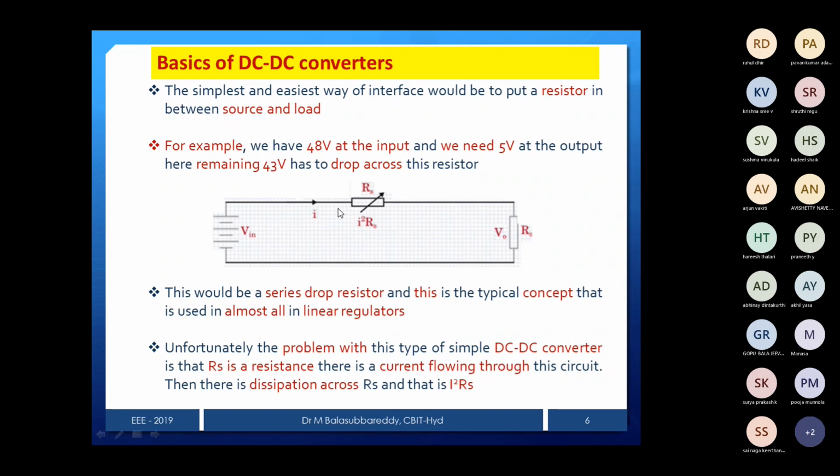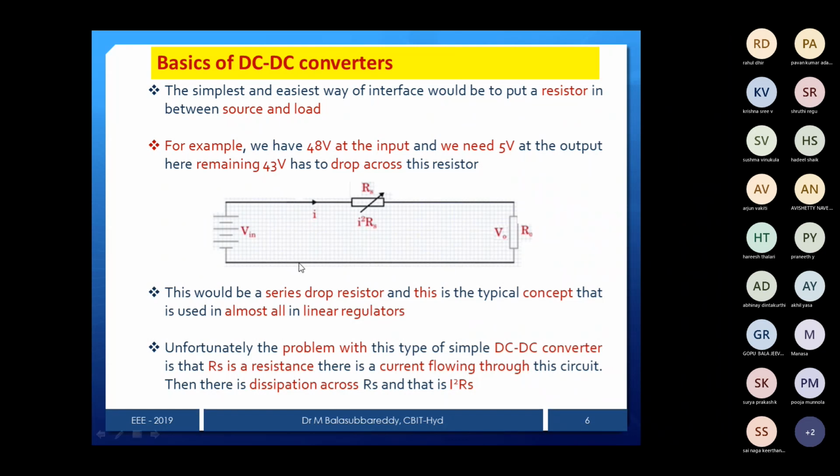So that is the linear regulator case, and you can see that series drop resistance. Almost all linear regulators use this concept. But what is the problem? Once the current is passing through this resistance, I square R loss automatically takes place. That is the major drop across that resistance. I square R loss is power dissipation.